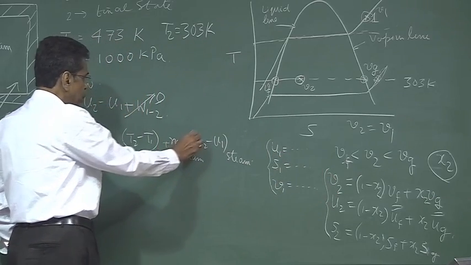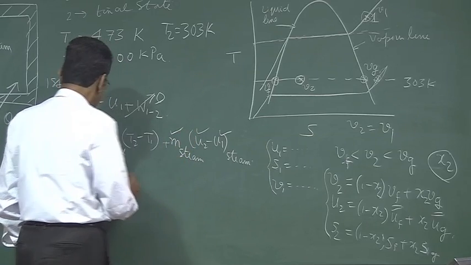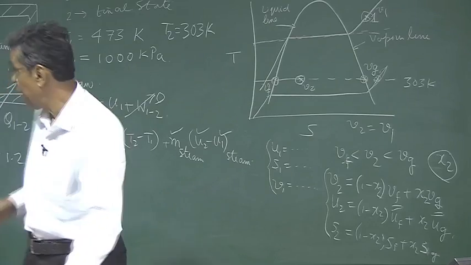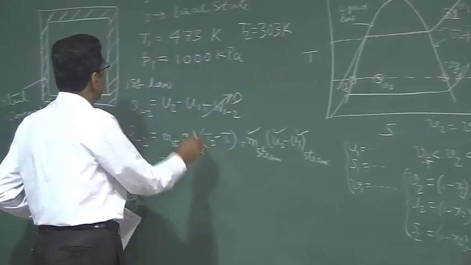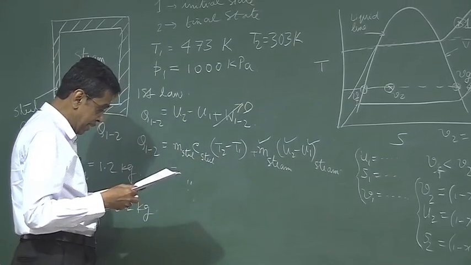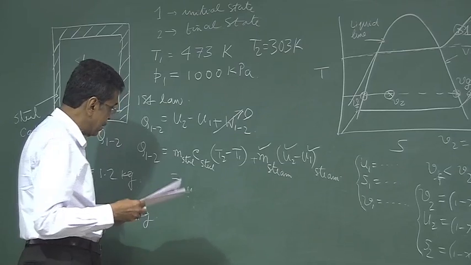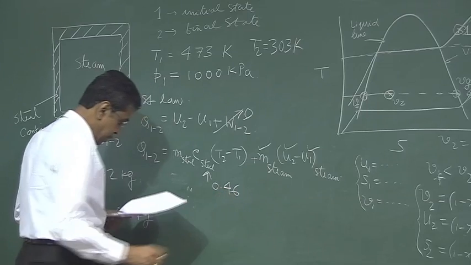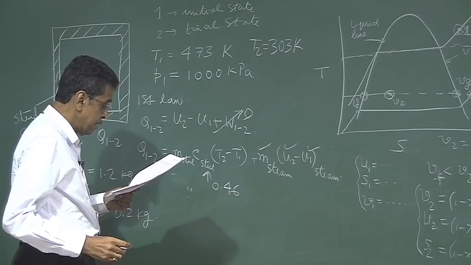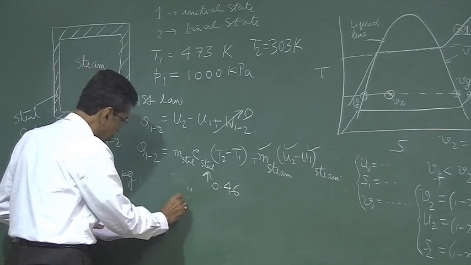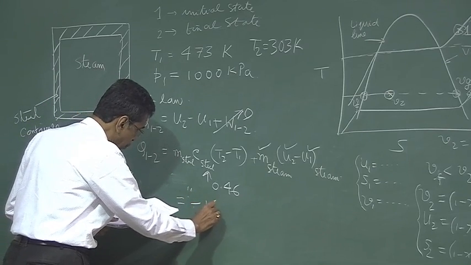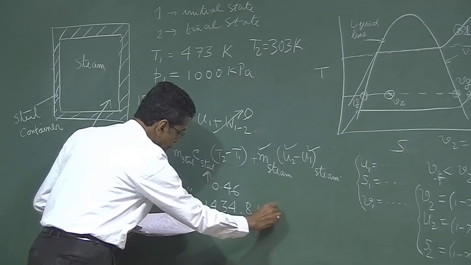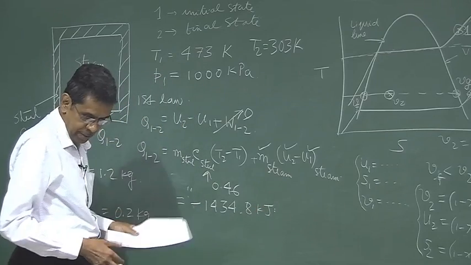So, if I put this U2, U1 and m steam, we get the value of Q12, and this value equals, if you put all these values, that is T2, T1, m steel, C steel, and if you consider the steel specific heat as 0.46, they have taken 0.46, this value equals minus 1434.8 kilojoule. Minus sign means the heat is coming out.